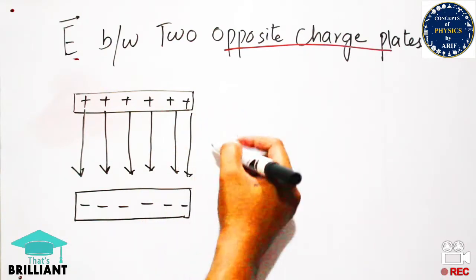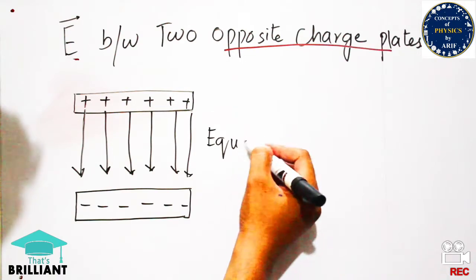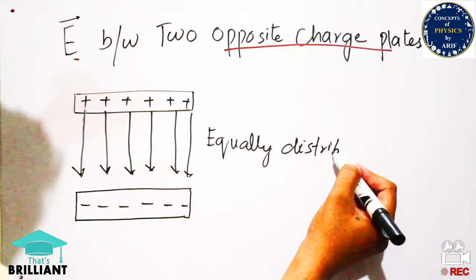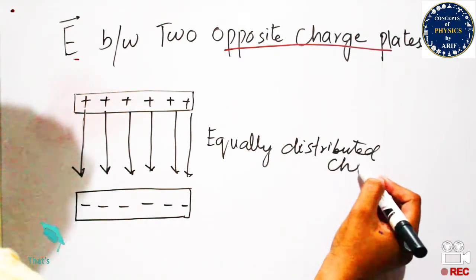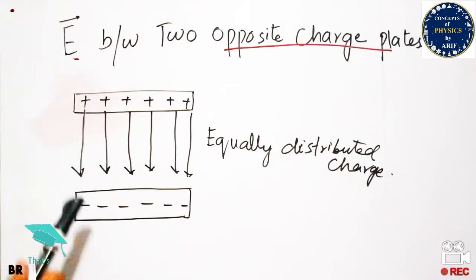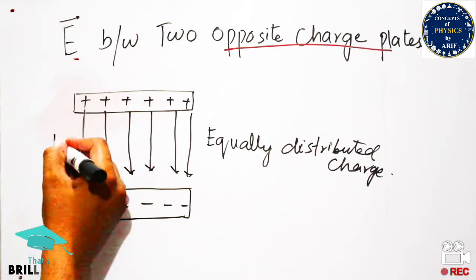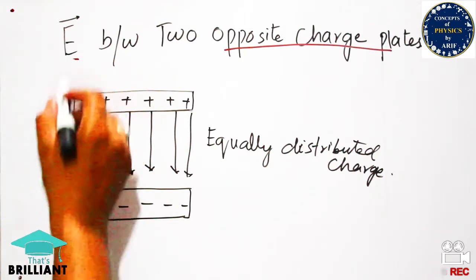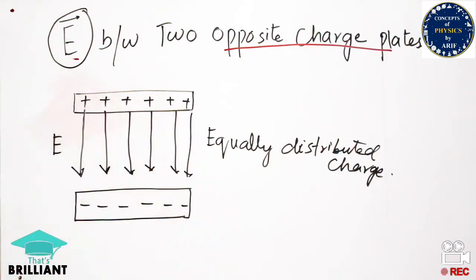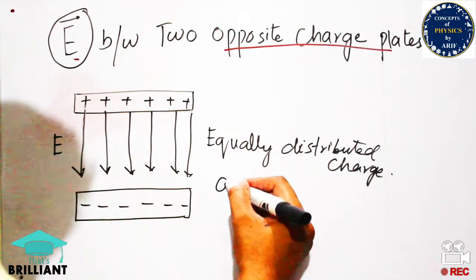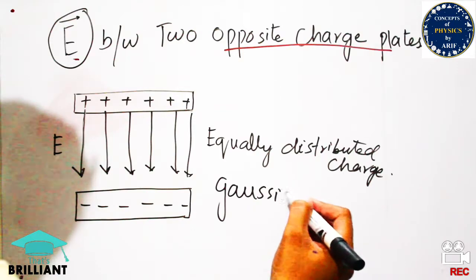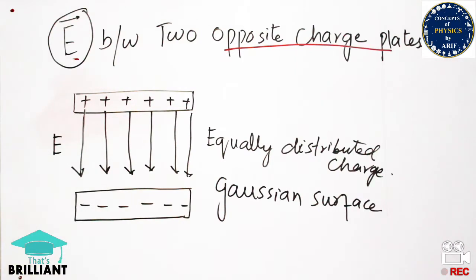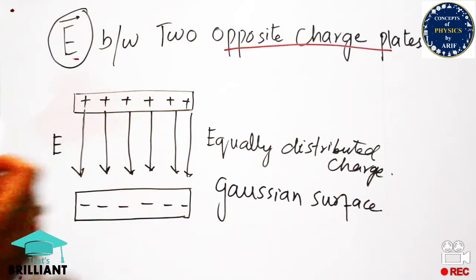In order to further understand the electric field intensity between these two oppositely charged plates, we need to draw a Gaussian surface. In this figure, all the electric field lines pass between these two charged plates in the direction of the arrowhead, and these are equally distributed charge plates. So in order to understand the effect of electric field intensity or electric flux, we need to make a Gaussian surface, or Gaussian closed path.